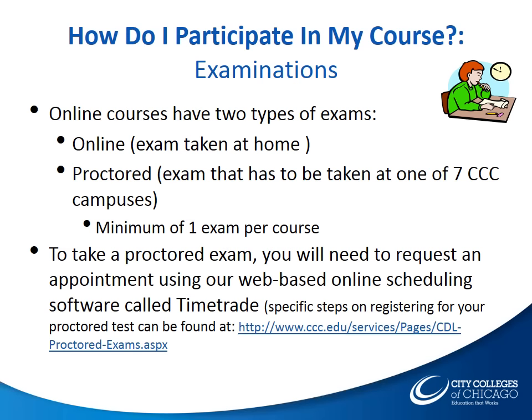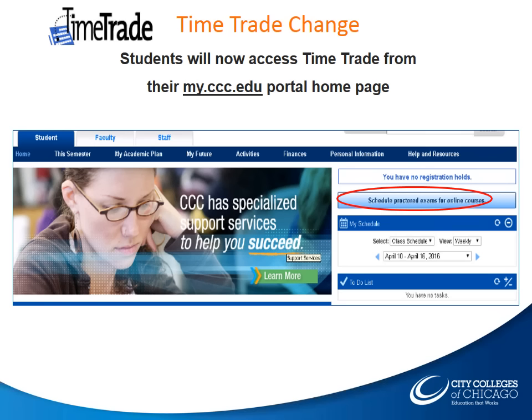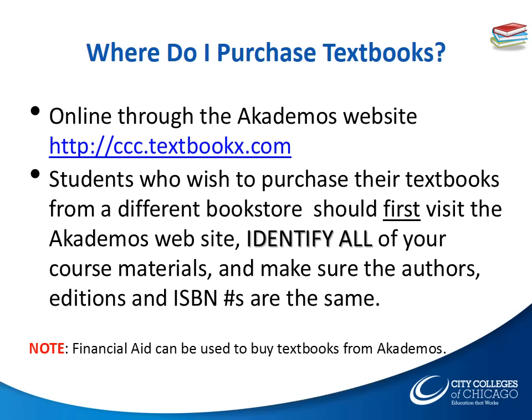How do you participate in your online exams? You sign up for them in the beginning of the semester. For the ones that are take-home and the proctored ones, you have to sign up in the beginning of the semester, and for each course there's at least one. To take a proctored exam, you will need to request an appointment using our online scheduling software, which is TimeTrade. TimeTrade can be accessed by going to my.ccc.edu, and in the top right corner you'll see a section called Schedule Proctored Exams for Online Courses.